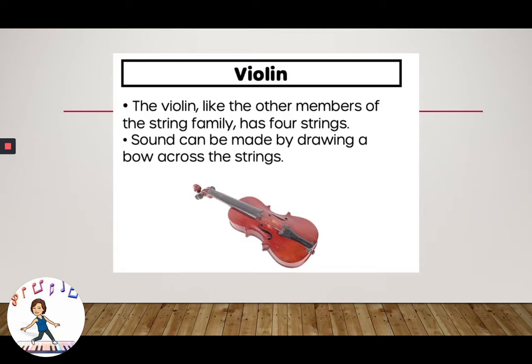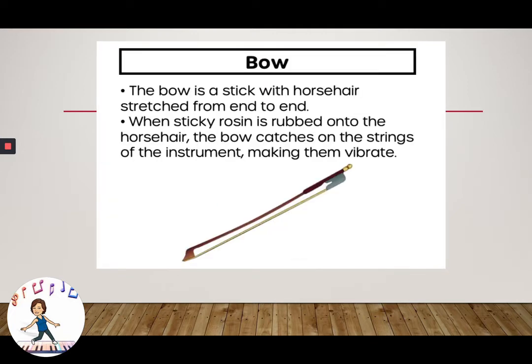The violin, like the other members of the string family, has 4 strings, and sound can be made drawing a bow across the strings. So let's go on to the next instrument. Oh, sorry, it's not an instrument, it's a bow. The bow is a stick with horsehair stretched from end to end. When sticky rosin is rubbed onto the horsehair, the bow catches on the strings of the instruments, making them vibrate. So we do need the bow.